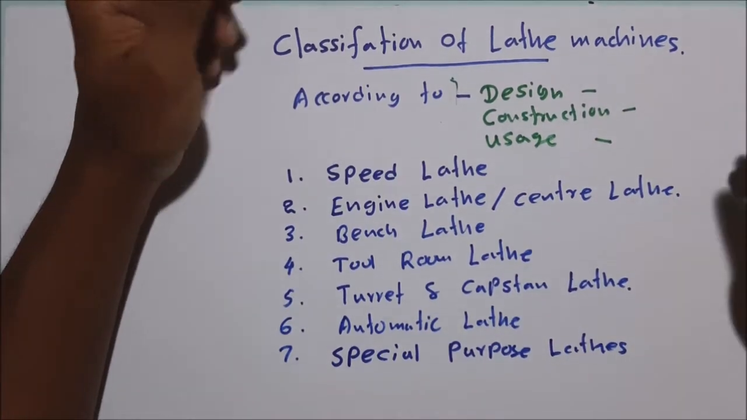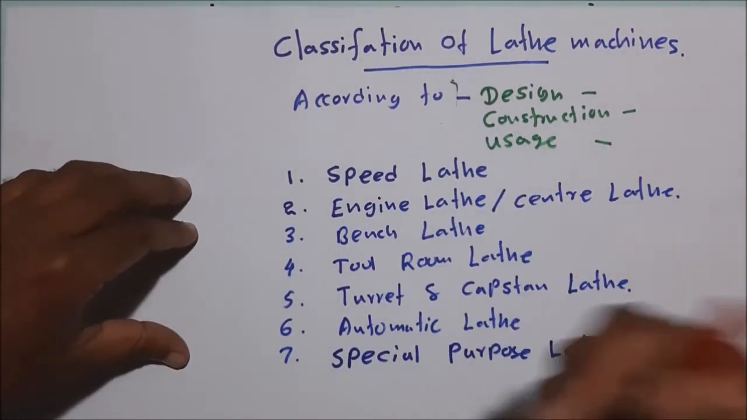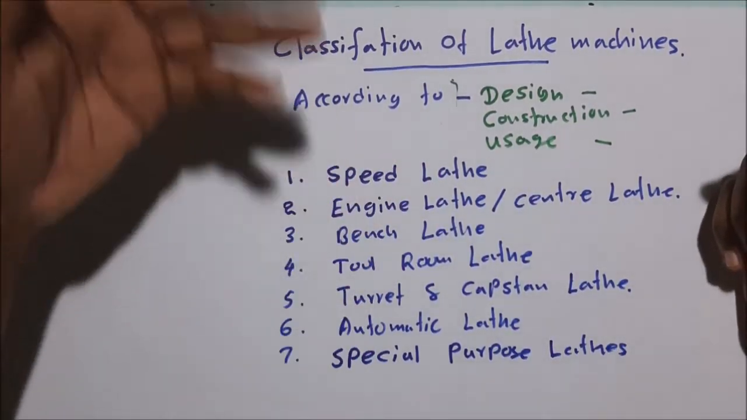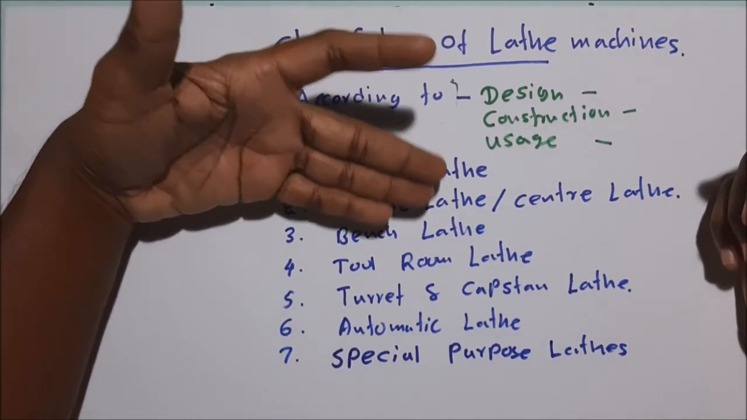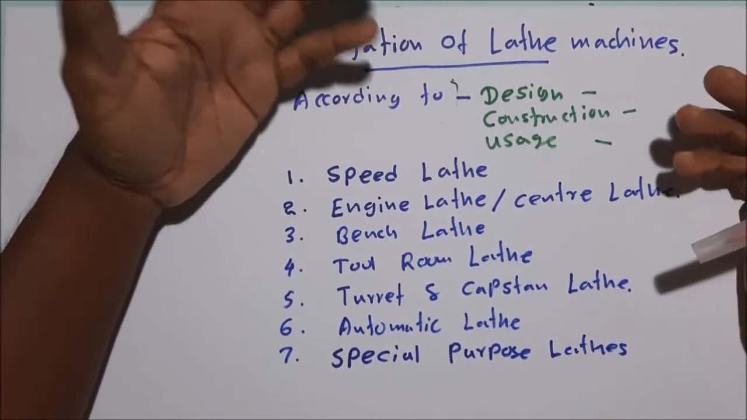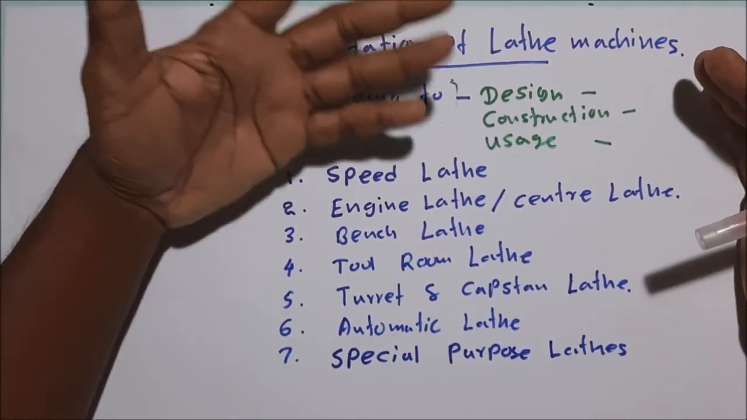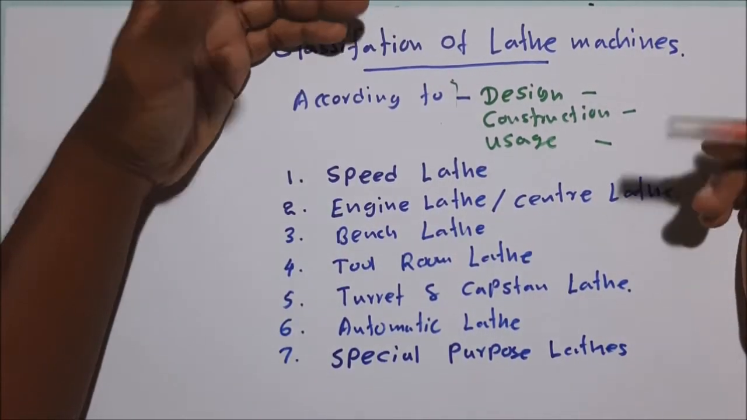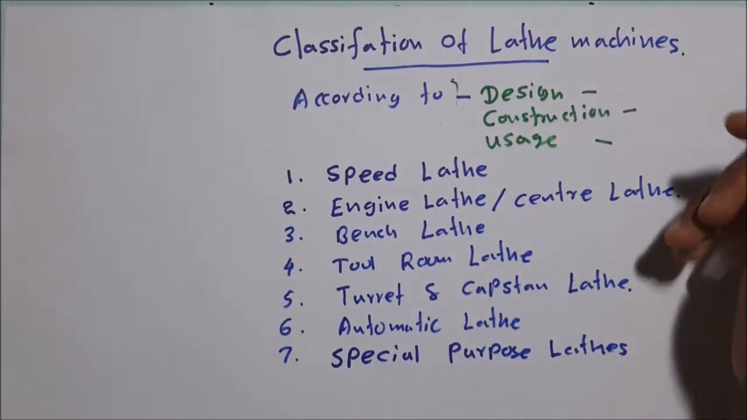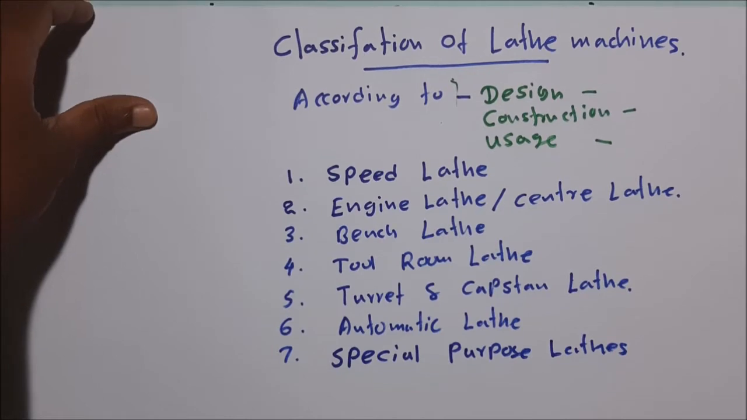Then special purpose lathe. Okay, let's see these 7 categories in detail, because you should have knowledge about these different lathe machines, what operations can be done on them, and how their structures differ from each other. You should be able to identify the lathe machine at the workshops. So first we are going to discuss the speed lathe.